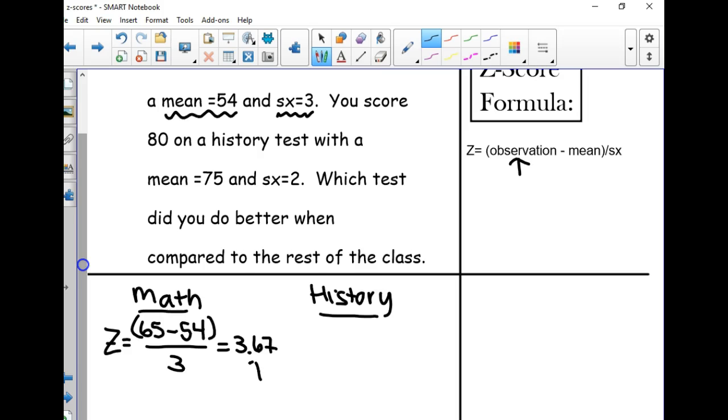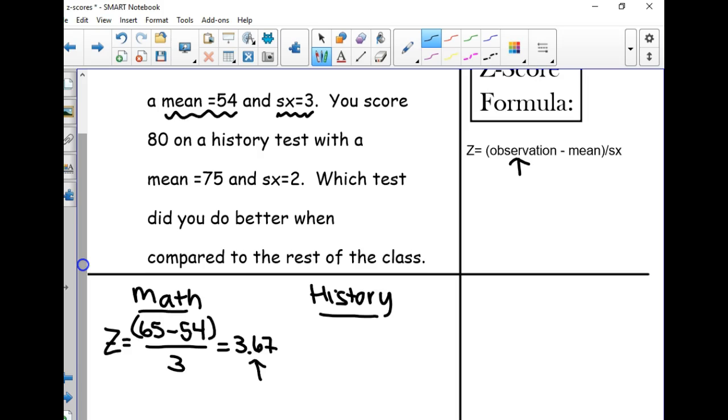This means I am at 3.67 standard deviations above the mean. What did I say is considered rare if it's normal data? Plus or minus 2. So if I'm below -2 or above +2, it's considered unlikely to happen. How am I doing in math? I'm doing really well.